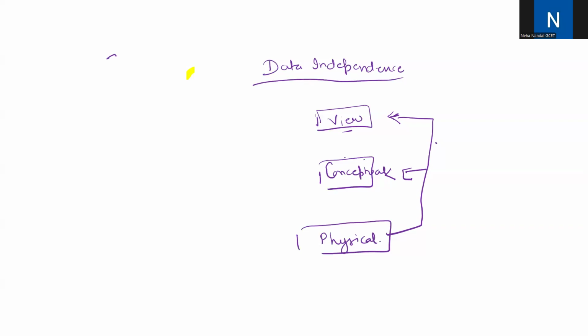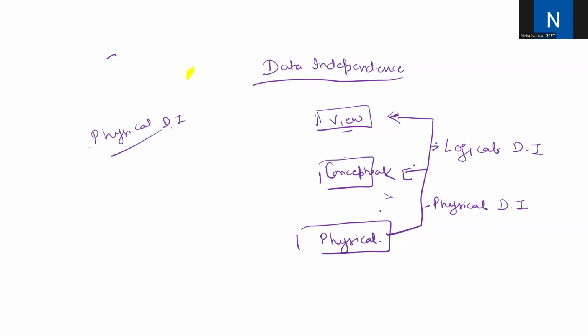There are two types of data independence. One is physical data independence, and the second one is logical data independence. The data independence between view level and logical level is logical data independence, and the data independence between conceptual level and physical level is called physical data independence. Now we'll see their definitions. What is physical data independence and what is logical data independence? Very quickly we'll complete it.